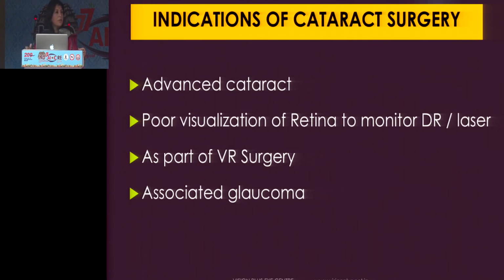Now, what can be the indications for cataract surgery in our diabetic patients? They could be having an advanced cataract which needs to be removed, or you may be having a poor visualization of the posterior segment, which you need to follow up the patient to see the retina to do a laser. Or as Dr. Vishal pointed out, it could be a part of your VR surgery where you want a better visualization, or the patient could have an associated glaucoma which may also need good examination of the optic disc.